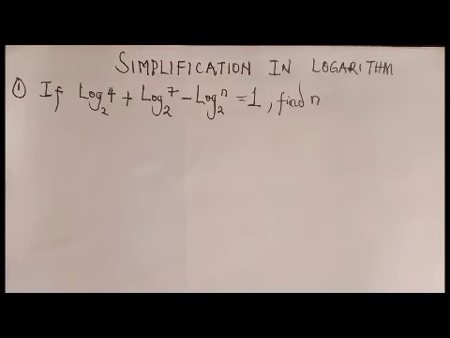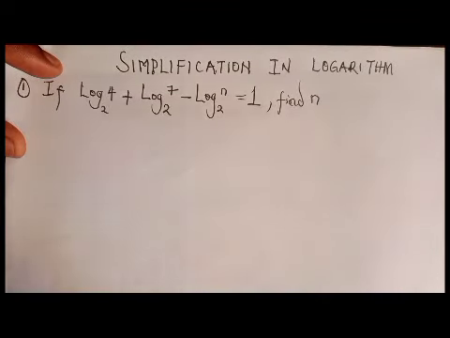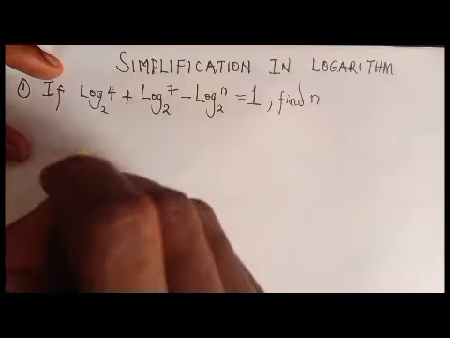Okay, so this time we'll try to simplify a few problems in logarithm. Now, this question says if log 4 in base 2 plus log 7 in base 2 minus log n in base 2 equals 1, find n. Very simple problem. All we need to do is to apply the laws that we learned in the previous lesson.